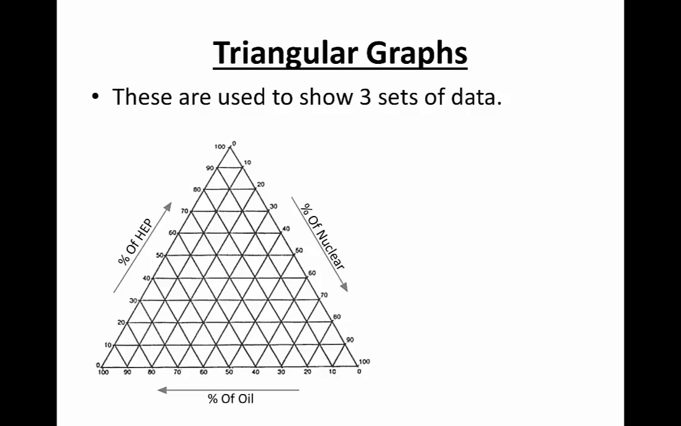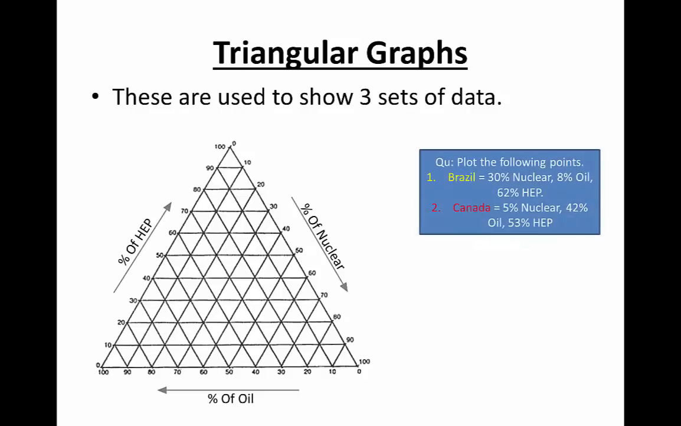The first of which is going to be running along from the top to the bottom right, and this is going to show the percentage of nuclear energy being used. The bottom axis, which runs from the bottom right-hand side to the bottom left-hand side, shows the percentage of oil being used, and the percentage of hydroelectric power is shown by running from the bottom left to the top of the graph. Now we're going to have to plot points on this to show how much nuclear, oil and hydroelectric power is being used in a country.